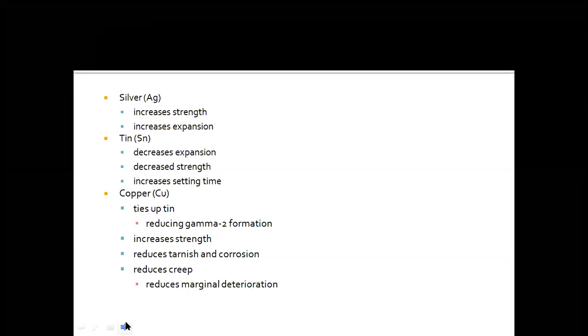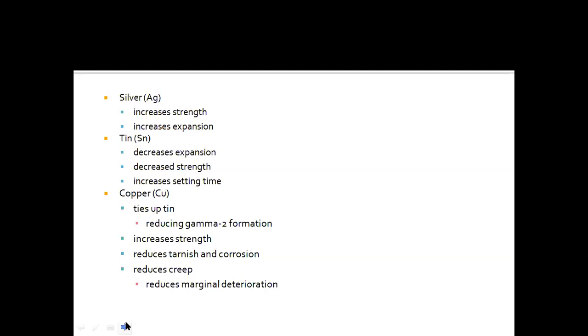Now, tin is counteracting silver, and it is increasing the setting time. Tin is helping in increasing your setting time. Remember that. Now, copper ties up with tin, reducing the gamma 2 formation.